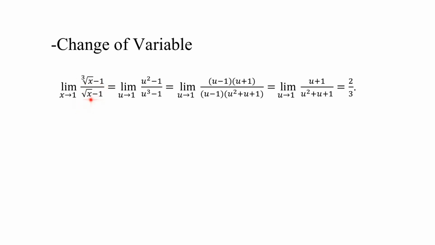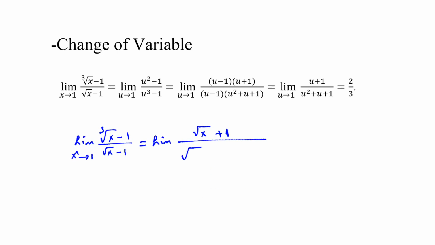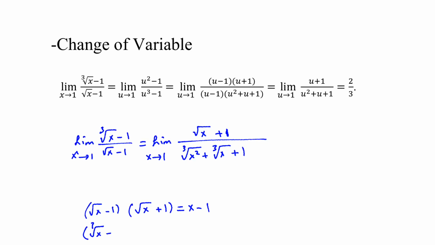Limit of (cube root of x minus 1) over (square root of x minus 1) as x approaches 1. If we rationalize both the numerator and the denominator of the given function, we have the limit equals to limit of (square root of x plus 1) divided by (cube root of x^2 plus cube root of x plus 1) as x approaches 1. Notice that square root of x minus 1 times square root of x plus 1 is x minus 1, and cube root of x minus 1 times (cube root of x^2 plus cube root of x plus 1) is x minus 1. Difference of squares and difference of cubes. Therefore, the given limit is 2 over 3.